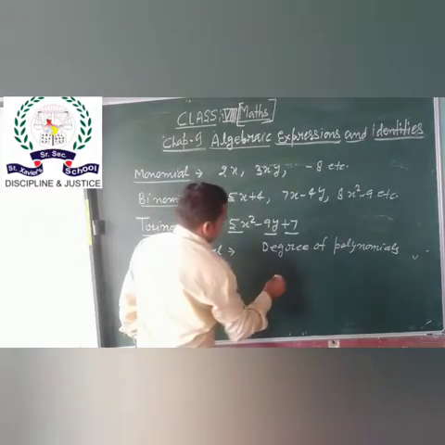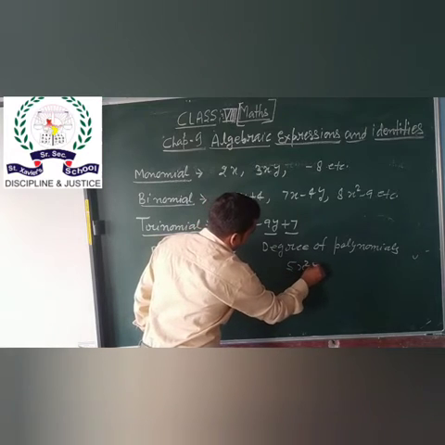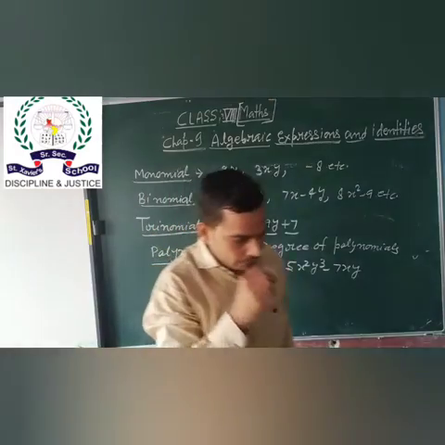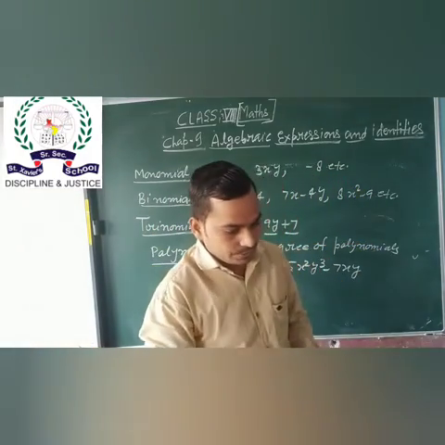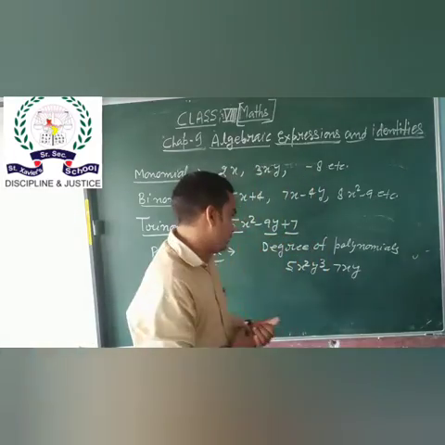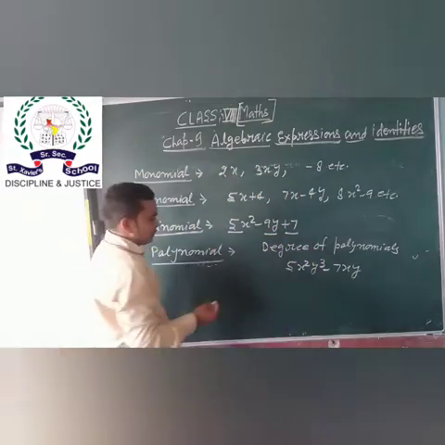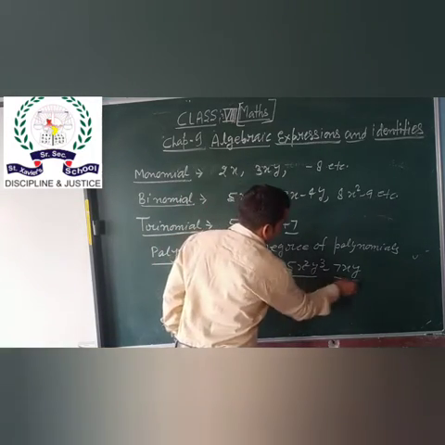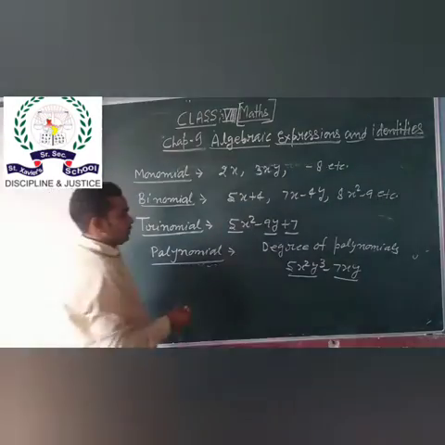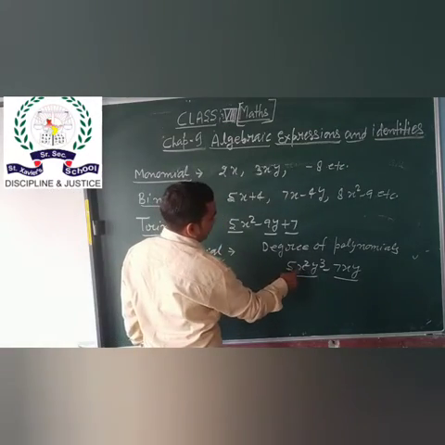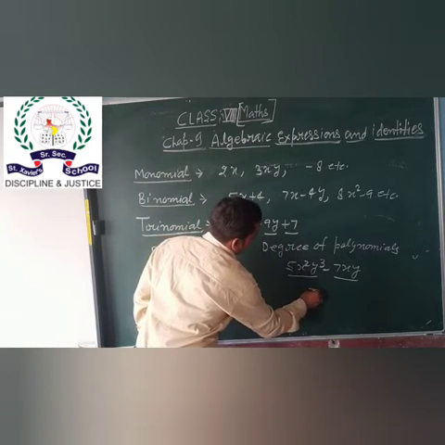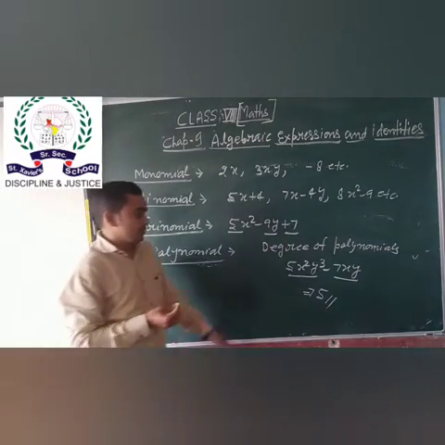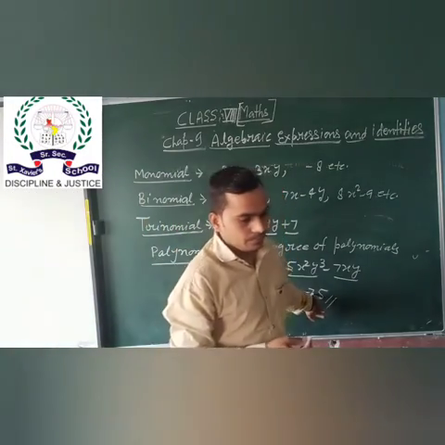So if we take an expression 5x squared y cubed minus 7xy, the highest degree of the terms is called the degree of the polynomial. Here we have 2 terms, 5x squared y cubed and 7xy. The highest degree is in the term with x to the power 2 and y to the power 3. So 3 plus 2, the degree is 5. The highest degree is 5 and this is the degree of this polynomial.